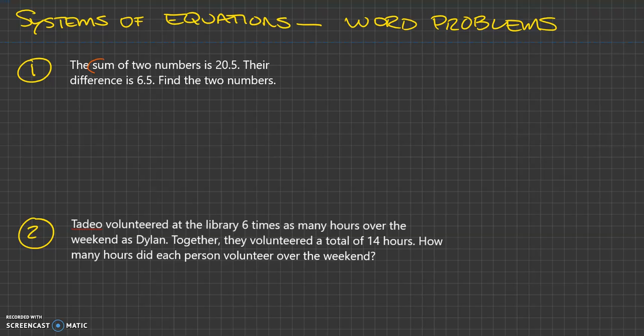And it says the sum. When we think sum, we have to be thinking addition. Two numbers. That means I need to choose two variables. I'm going to use x and y to represent the two numbers that I do not know. It says their difference, that's going to be subtraction. There's "is" again, that's equals. And then what am I supposed to do? Find the two numbers. In other words, I want to find x and y.